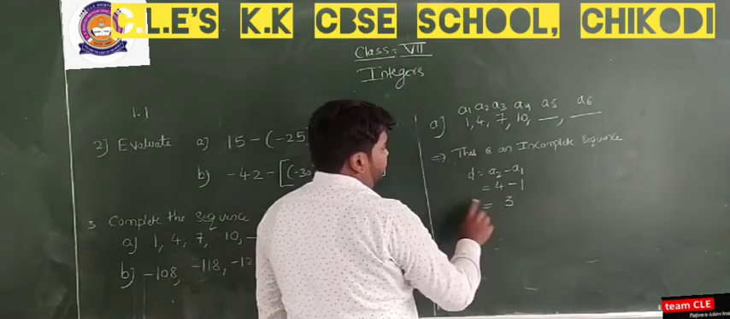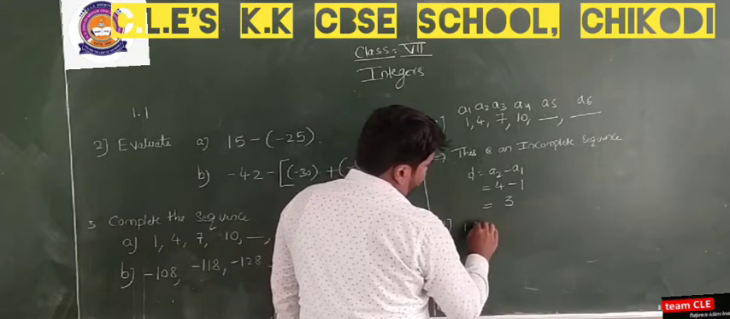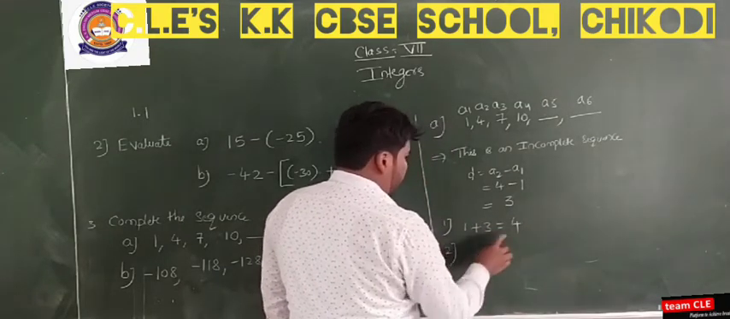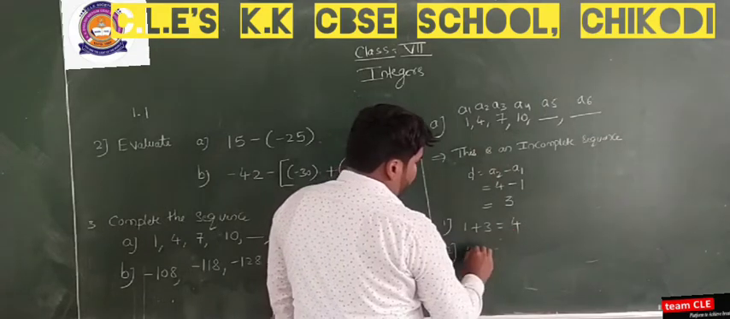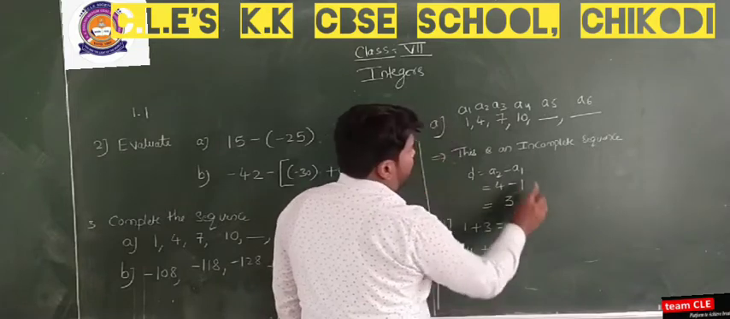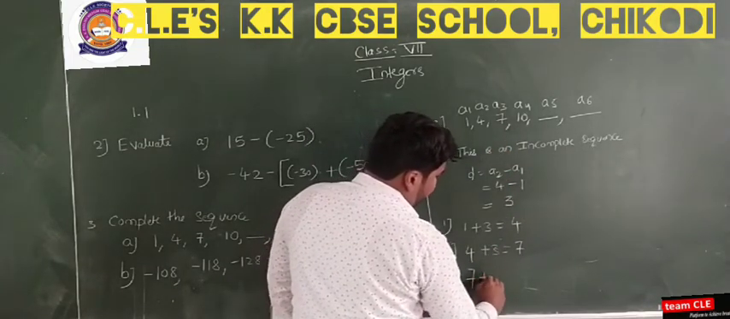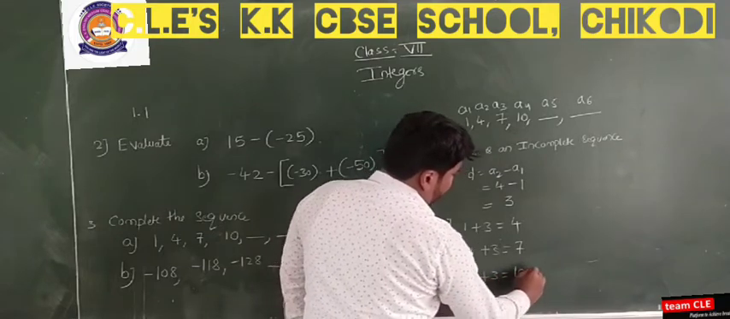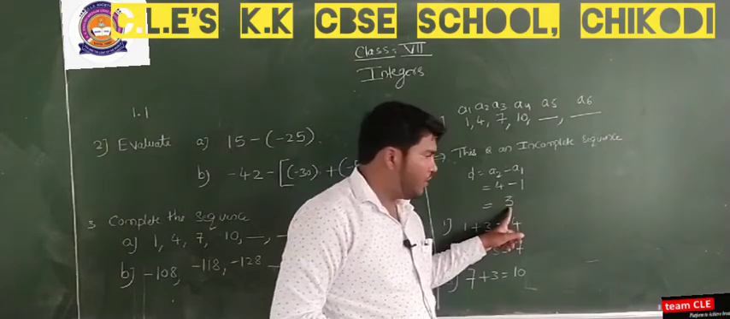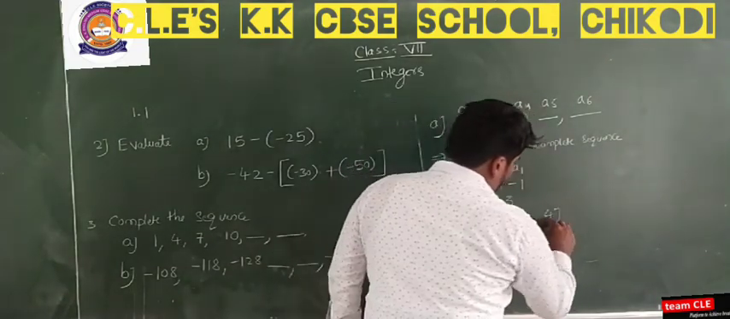Now add the difference in this sequence. First, 1 plus 3 is equal to 4. Next, second one: take that 4 and add the difference, plus 3. 4 plus 3 is equal to 7. Third one, 7 plus 3 is equal to 10. Whatever answer you get, you have to add the difference, which you got as 3.